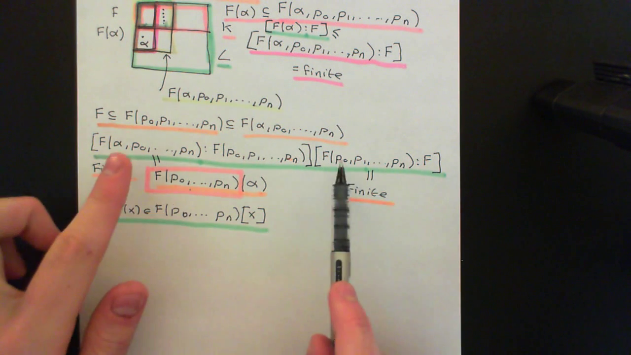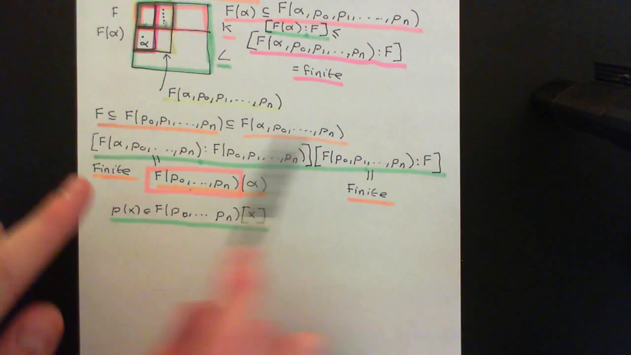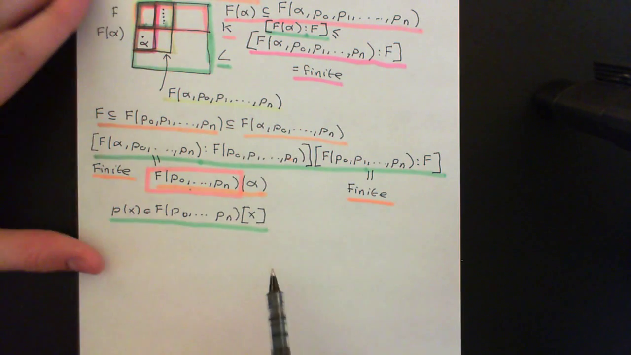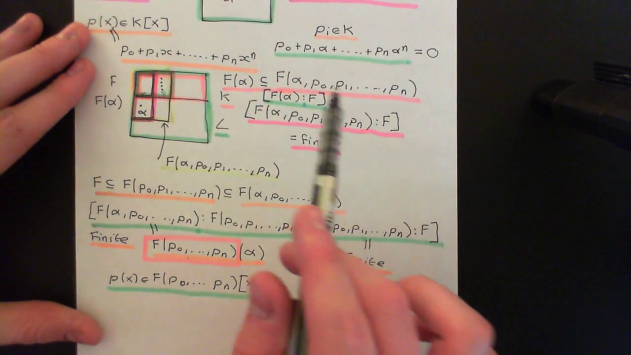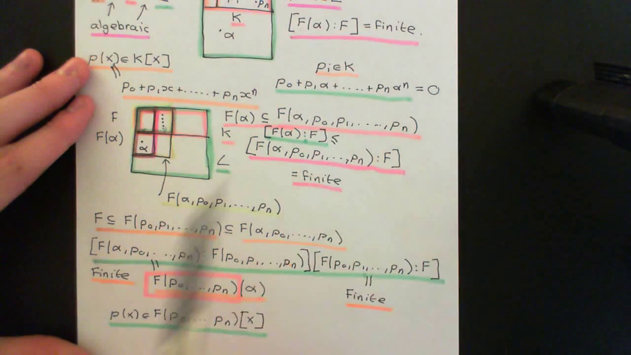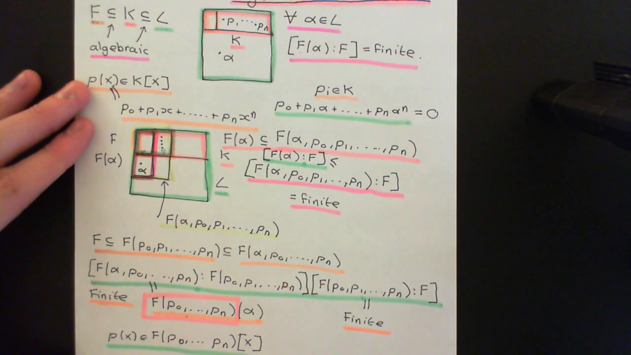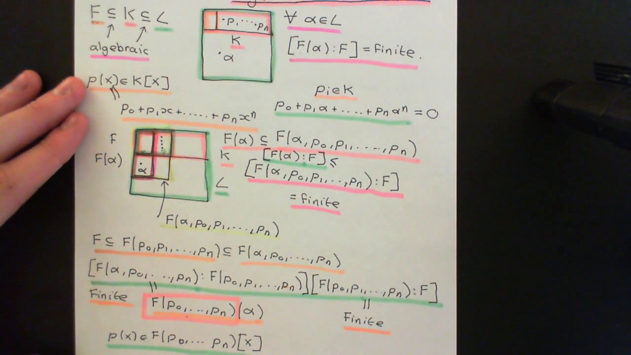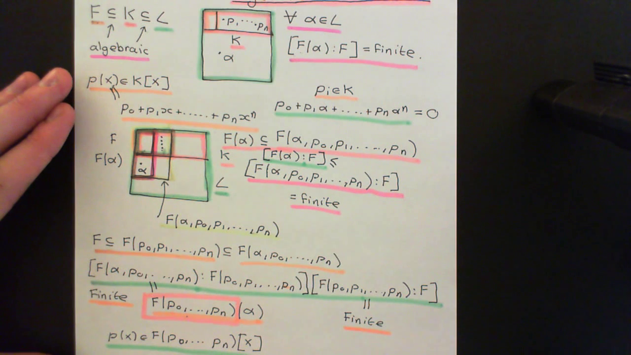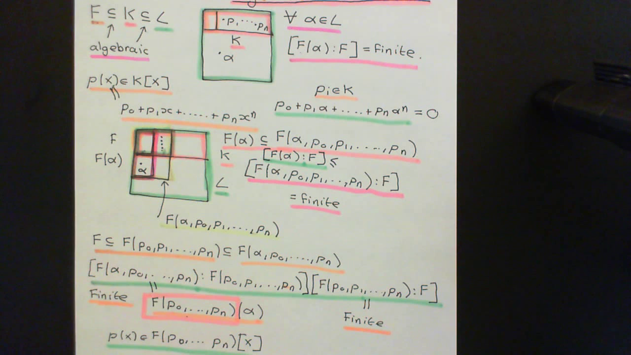Okay, so we can conclude that this is finite and this is finite, so when we multiply them together we will get something that's finite, and therefore we can conclude that alpha was indeed algebraic over F. Alpha was just an arbitrary element of L, nothing special about it, so it works for all alpha as an element of L, therefore L is going to be algebraic over F. Okay, so then we have indeed proven the main theorem of this video.